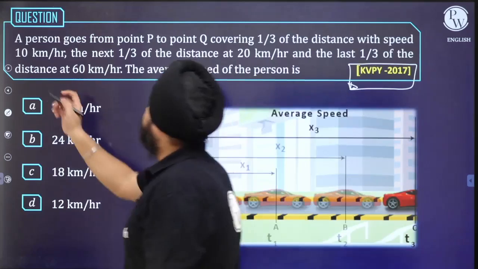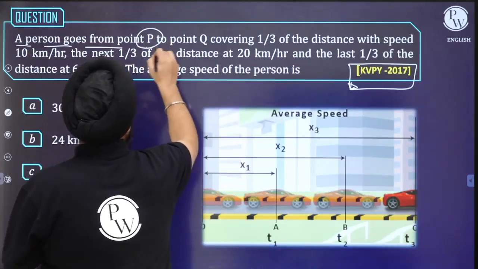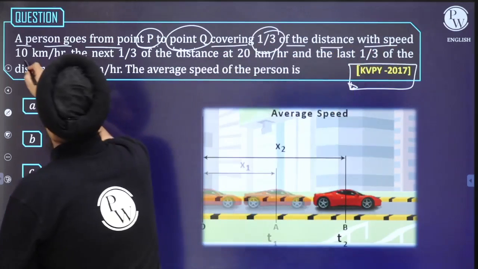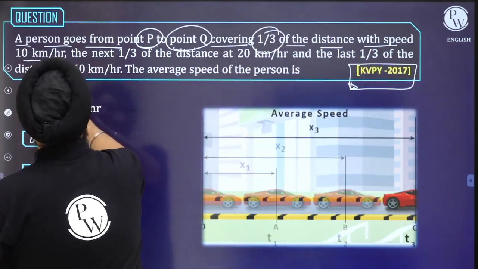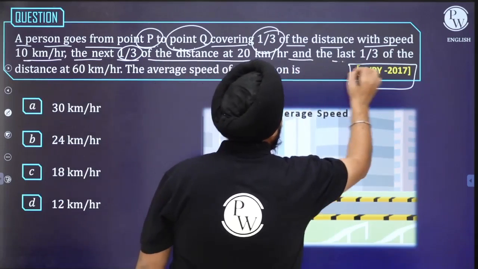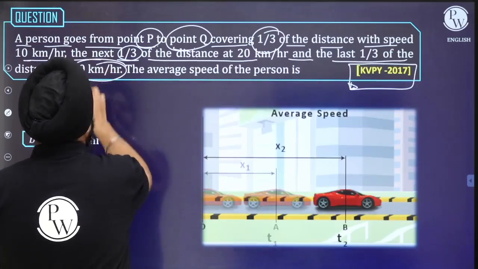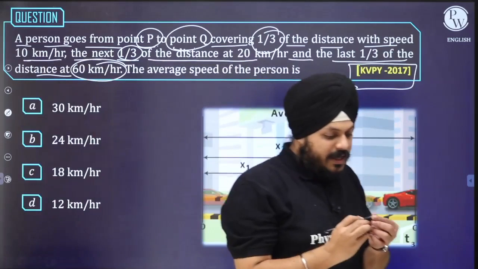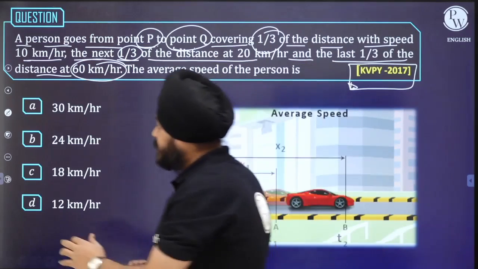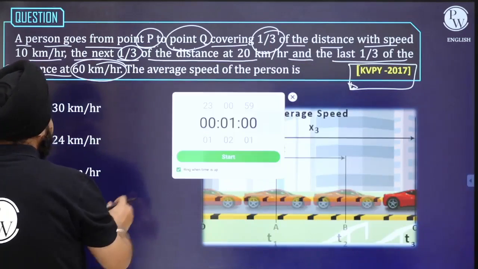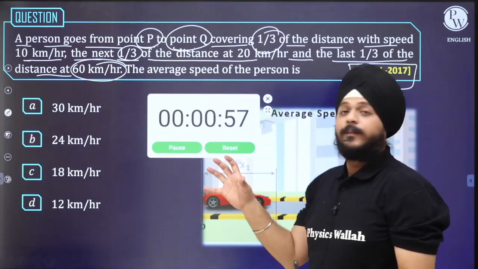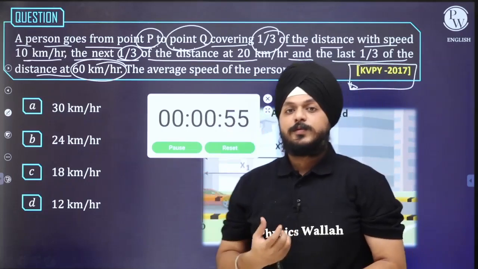Now let's see. A person goes from point P to point Q covering 1/3 of the distance with the speed 10 km/h, the next 1/3 at 20 km/h, and the last 1/3 at 60 km/h. What is the average speed of the person? A very simple concept. Let me give you all the 1 minute, and you can answer this in the comment box. After 1 minute, I will provide the solution and we'll see the key concepts of this specific topic.